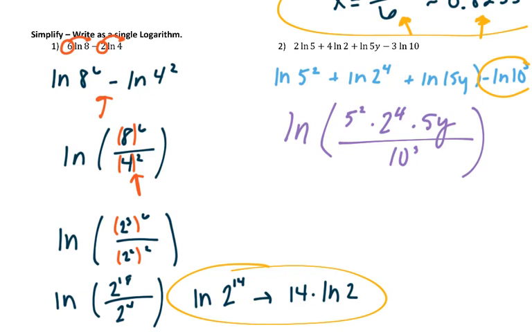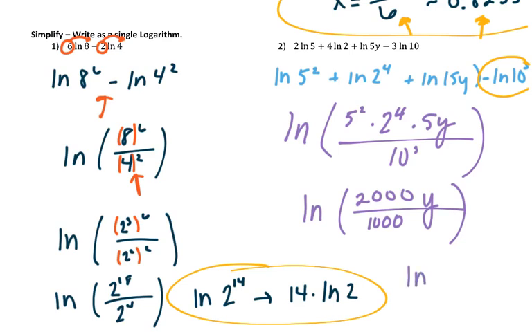So I'm actually, 5 squared is 25, 2 to the 4th is 16. So 16 times 5 times 25. We actually have 2,000 on the top. And we have 1,000 on the bottom. And then we have that y also on top. And that just simplifies to the natural log of 2y.